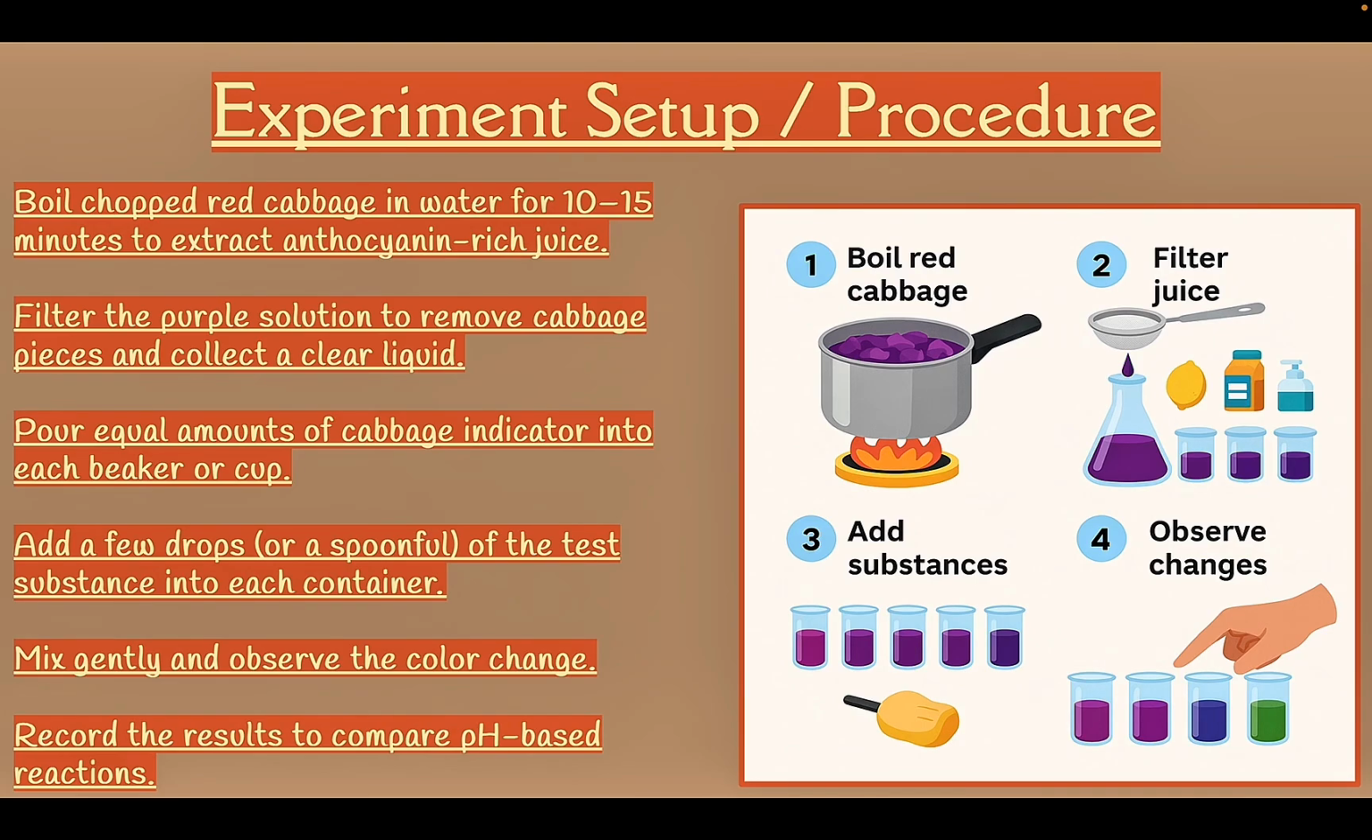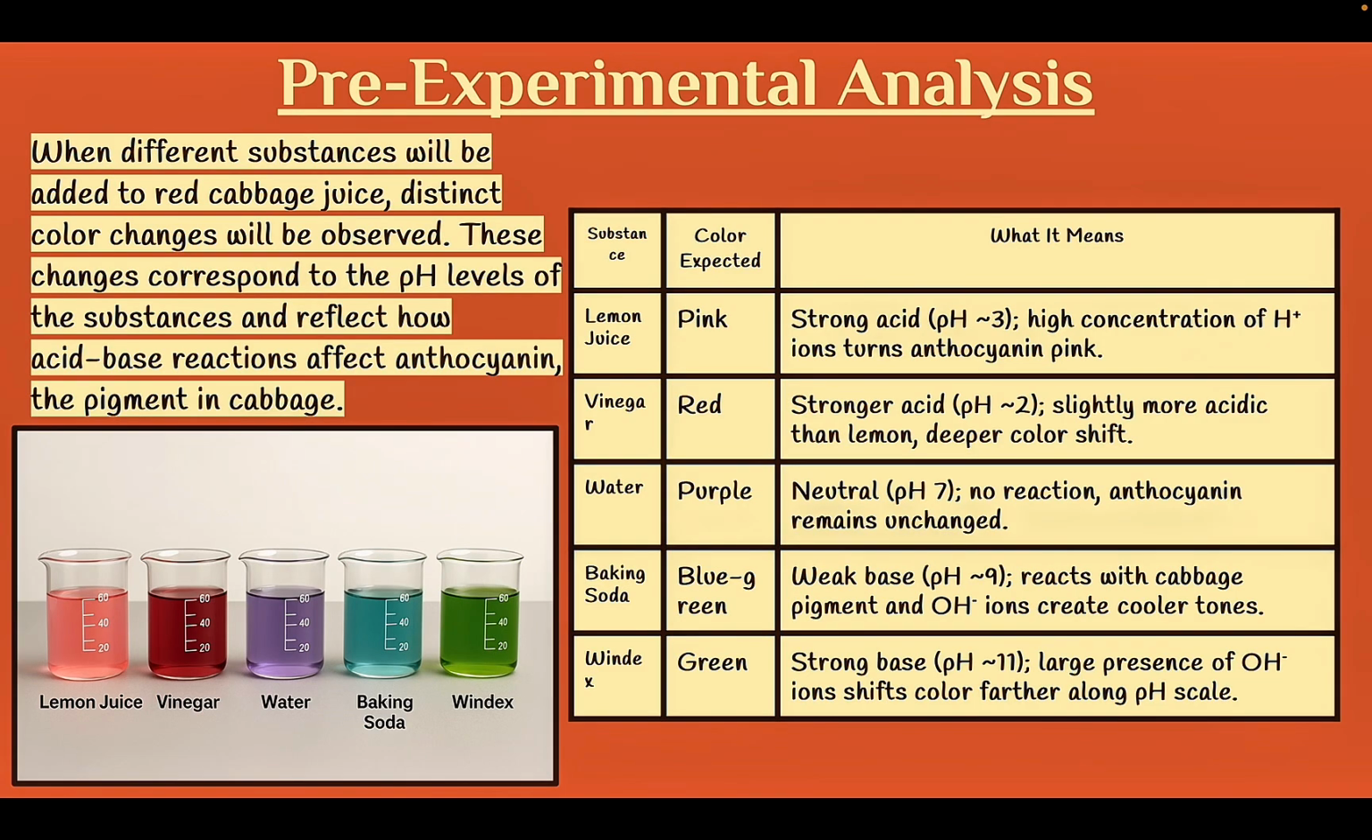Now let's talk about the pre-experimental analysis. Before we did the experiment, we had to come up with a hypothesis. Our hypothesis: when different substances are added to red cabbage juice, distinct color changes will be observed. These changes correspond to the pH levels of the substances and reflect how acid-base reactions affect anthocyanin, the pigment in the cabbage. So as you can see, this is the table.